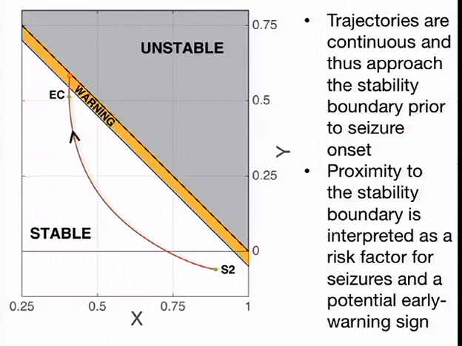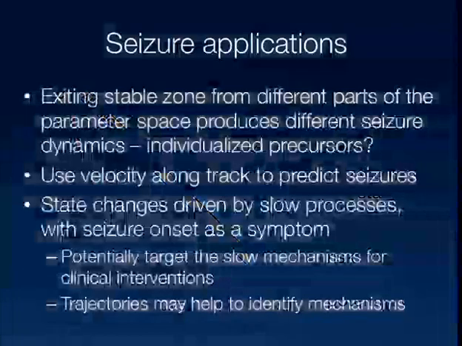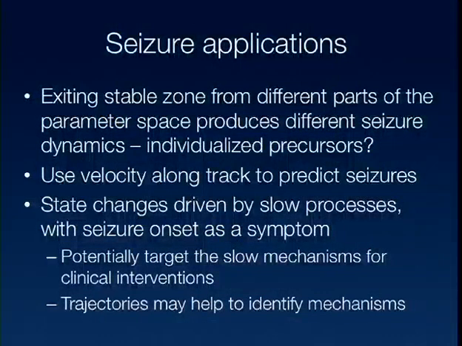And so if we're sitting over here close to that stability boundary, it would take a smaller perturbation to cross it and then enter this unstable regime with seizure-like activity. So all of this area here corresponds to brain states that have an elevated risk of seizure onset, even if that stable steady state is still present and the dynamics of the EEG are still all right. So we can say that, as I mentioned before, exiting the stable zone from different parts of the model's parameter space can produce different seizure dynamics.